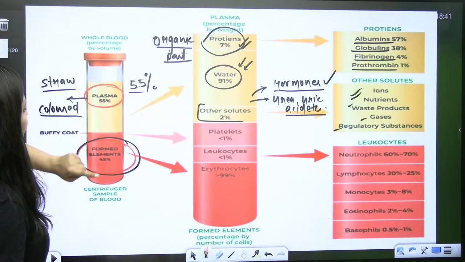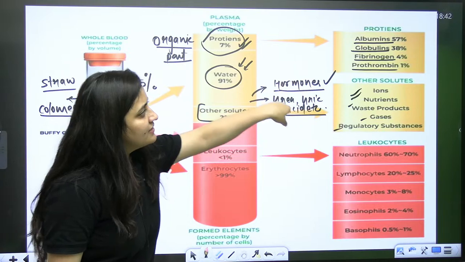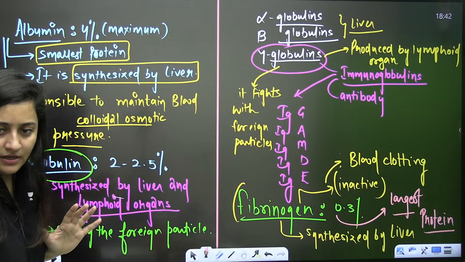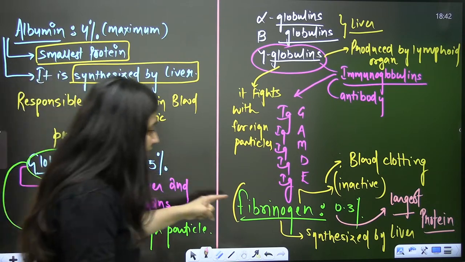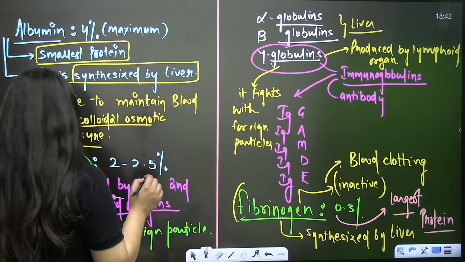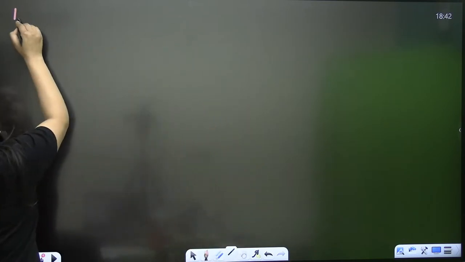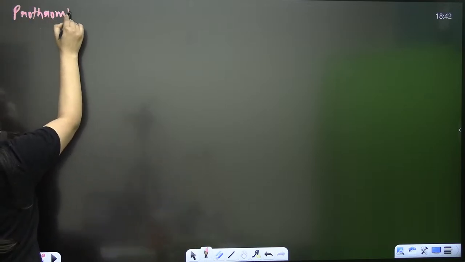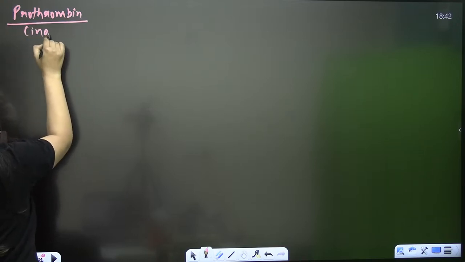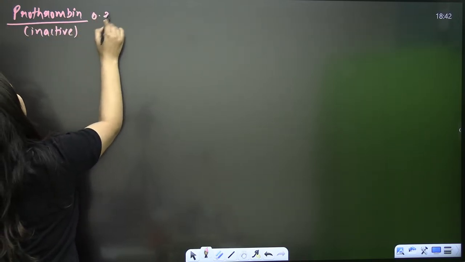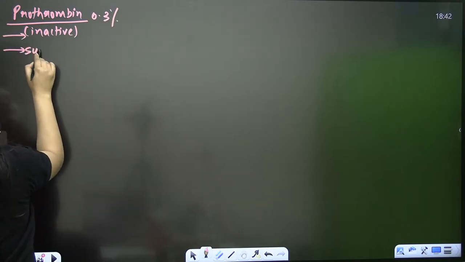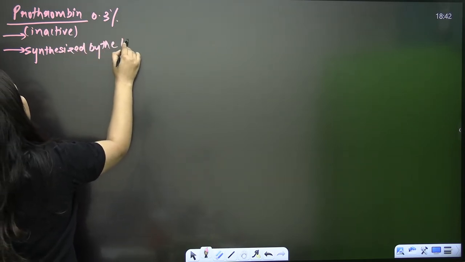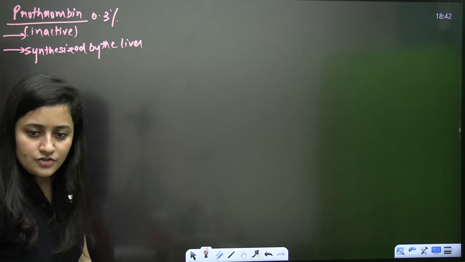When you are talking about the plasma, you can see what is present there, and next to it the detailed explanation. Other than fibrinogen, as I said, prothrombin is also there. Prothrombin is an inactive form, also playing a role in blood clotting. Its amount is 0.3%. It is again synthesized by the liver. That is your prothrombin.